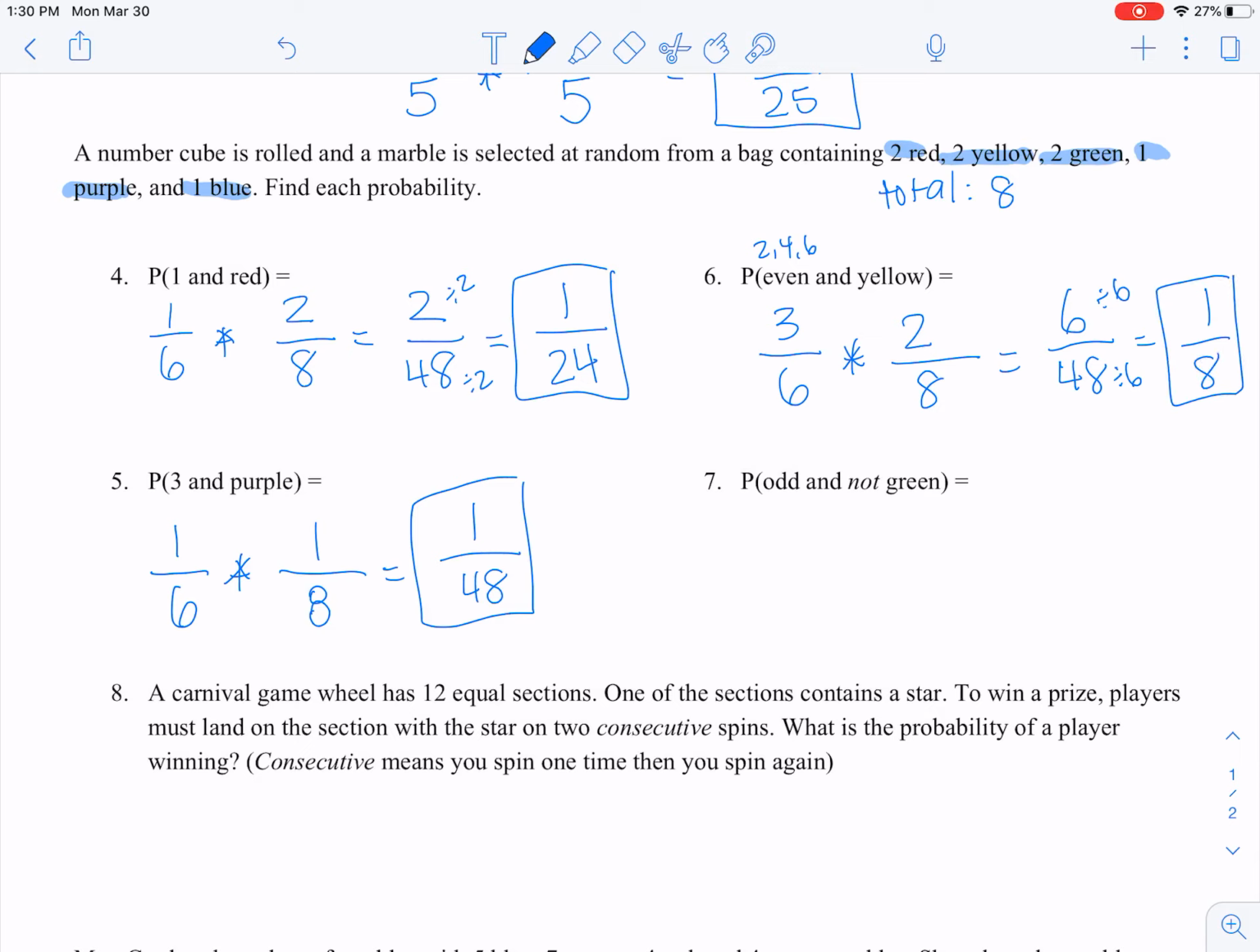And that is it. Number 7, probability of getting an odd. Those numbers are going to be 1, 3, and 5. And we know that's 3/6 times not green. So we're adding up everything except for green.